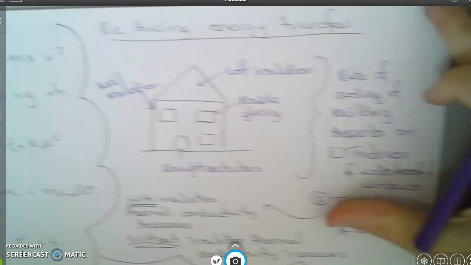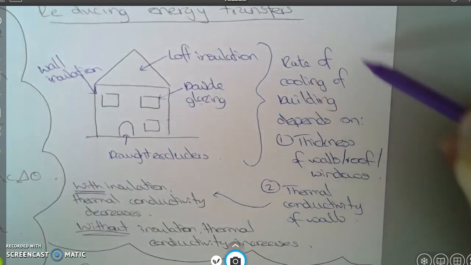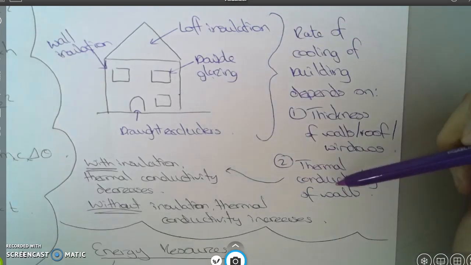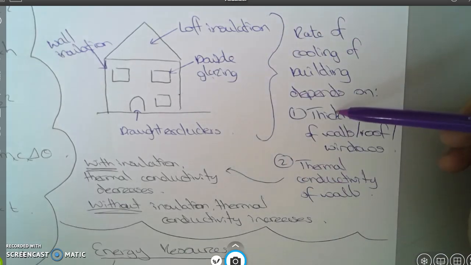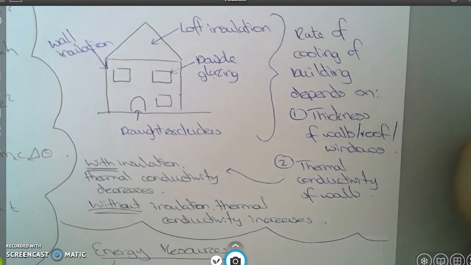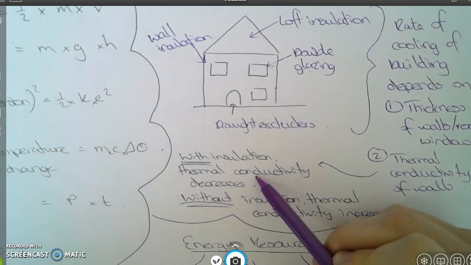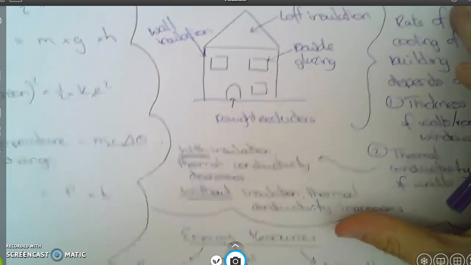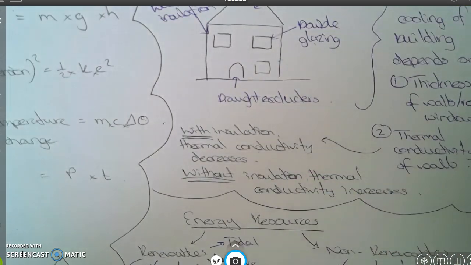Now, how much cooling happens in a certain amount of time? The rate of cooling of a building depends on the thickness of the walls and the thermal conductivity of the walls. So if you have a thicker wall, less energy is going to get out of the house because it's thicker. Thermal conductivity is just a measure of how easy it is for the energy to get through the wall. So if you have insulation, the thermal conductivity goes down because it's harder for the energy to get out because you've got insulation in there. Whereas without insulation, the thermal conductivity increases, relatively speaking, because it's easier for the energy to get out of the house.